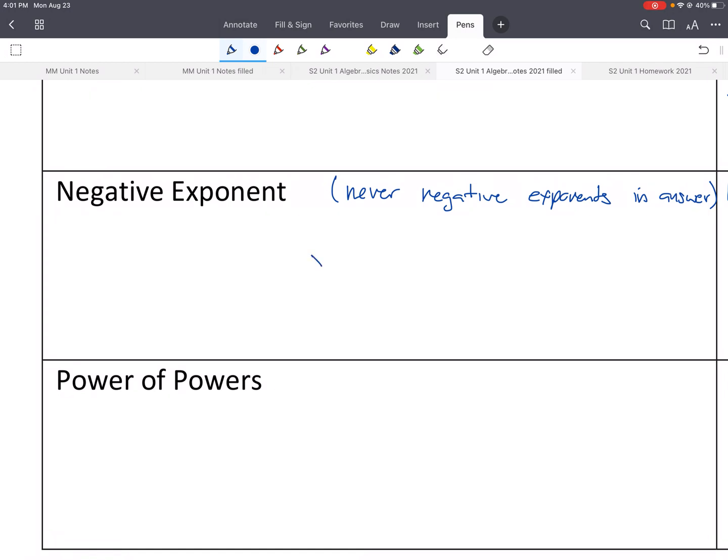Again, if we had something like x to the negative a, where a could be a number, then we would need to write it as 1 over x to the positive a. Or if we had 1 over x to the negative a, then we can move it to the top and change the exponent sign.